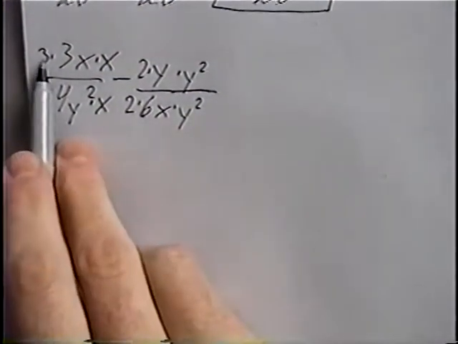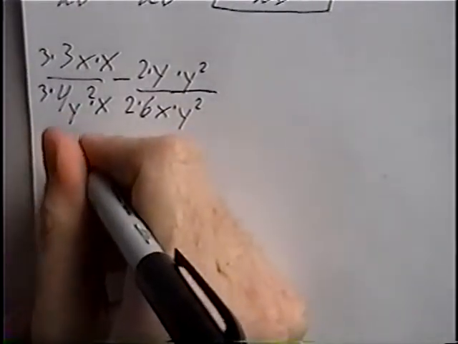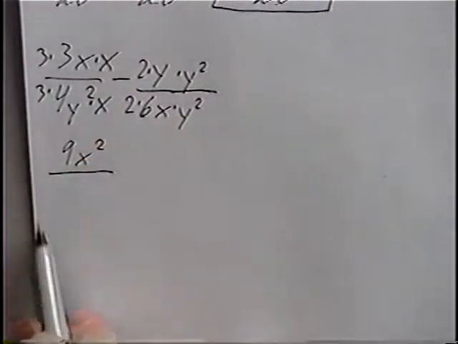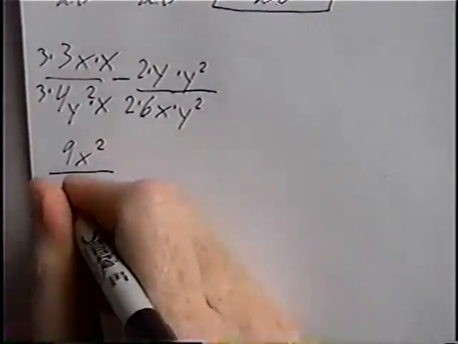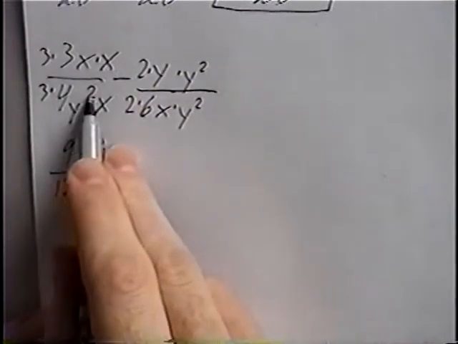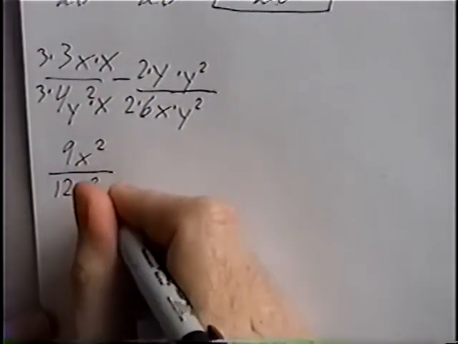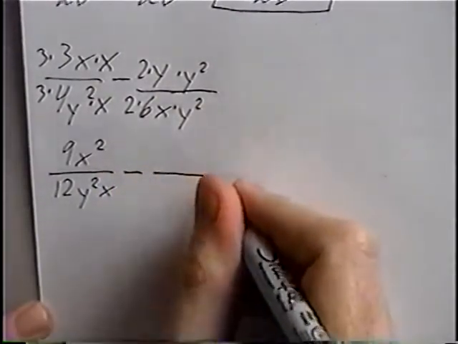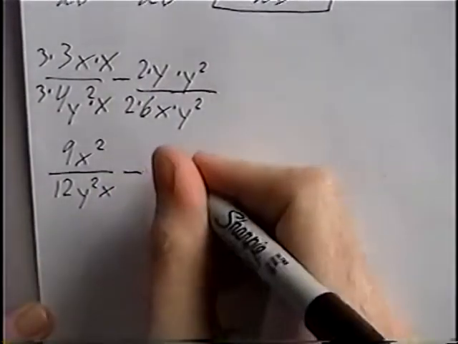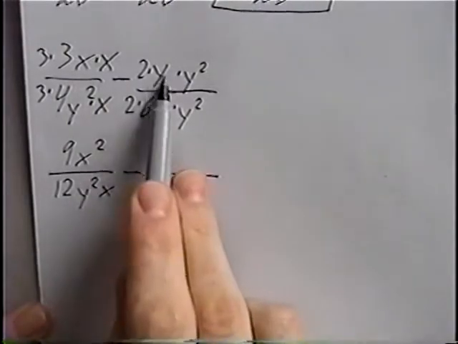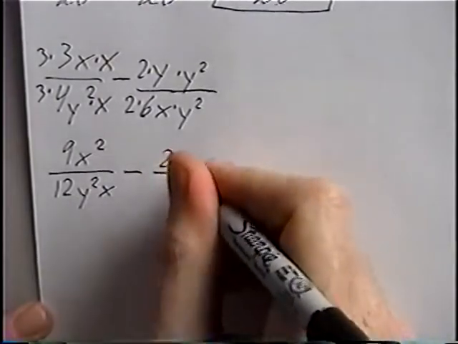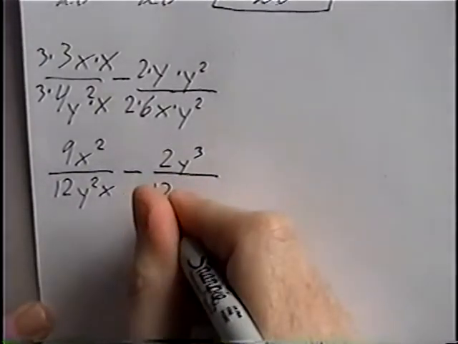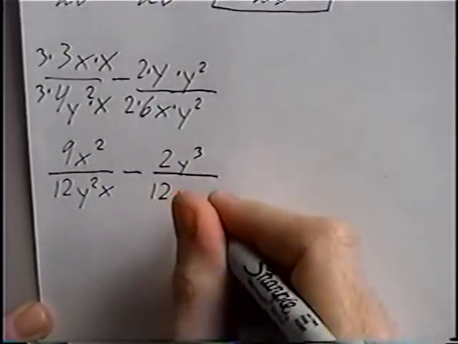If you rewrite this out, we have 3 times 3, which would be 9. x times x would be x squared. The denominator would be 3 times 4, which is 12, and you have y squared x. And we have the minus sign from before. 2 is the only coefficient for the second fraction. y times y squared would be y to the third. 2 times 6 would be 12. x, y squared.